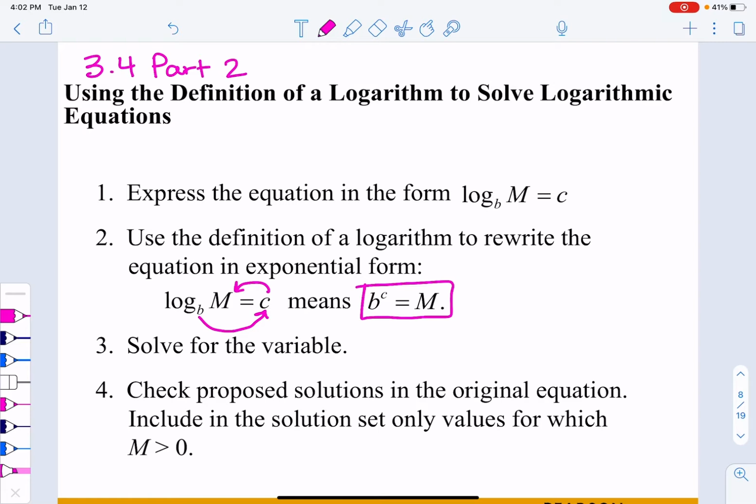It says solve for the variable, and then check proposed solutions in the original equation. Include in the solution set only values for which m is greater than 0. When you're taking a logarithmic function, this value m has to be positive. If m is not positive, you cannot take the logarithm of it.